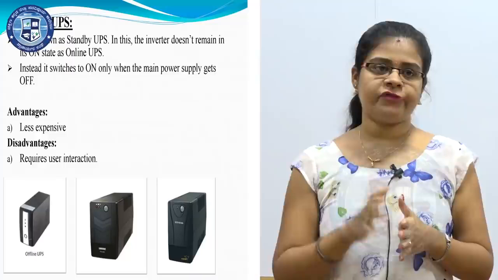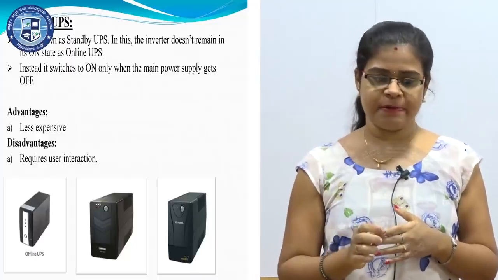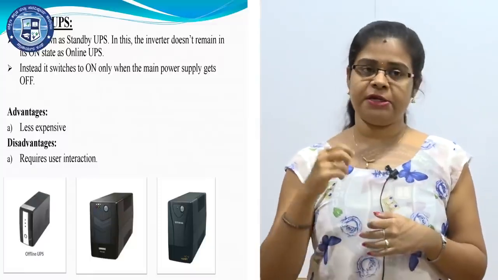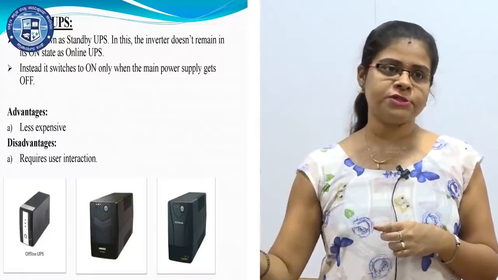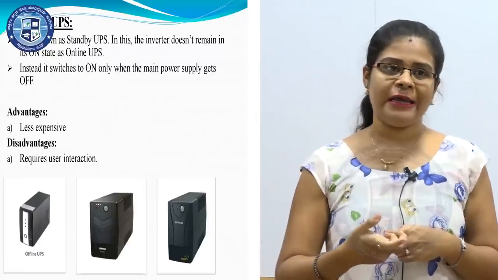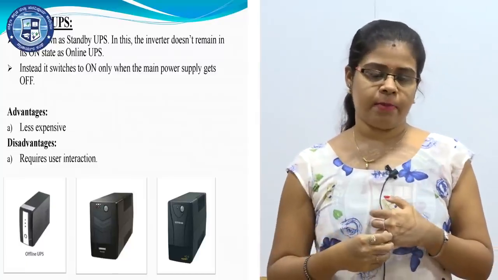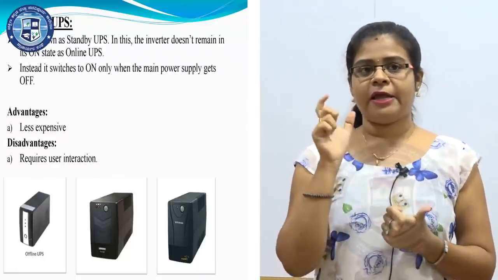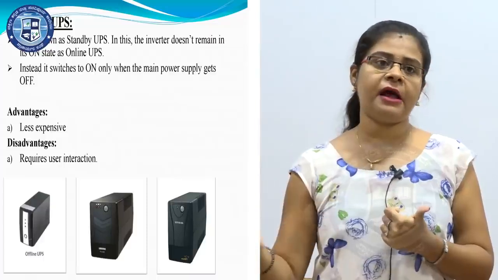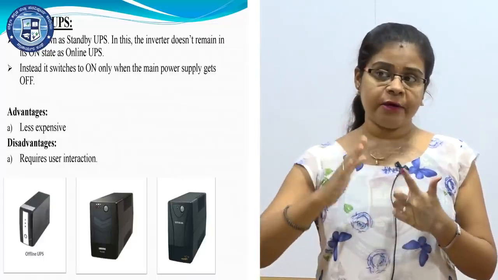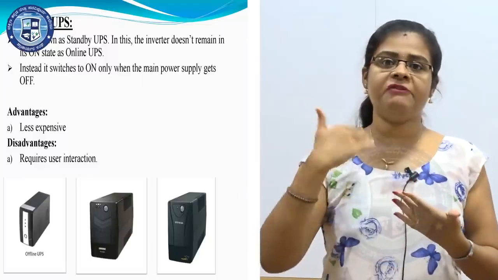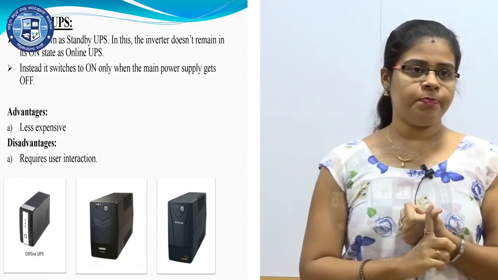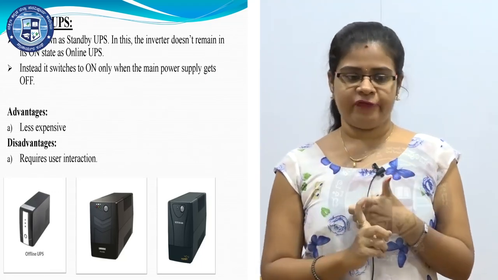The advantage of offline UPS is that it is less expensive, and the disadvantage is that it requires user interaction. User interaction means that when the main power supply goes off, the user needs to go and switch on the inverter, and only then will you get electric power. So offline UPS, also known as standby UPS, has the inverter off when the electric current is on, and it switches on only when the power supply goes off. There are two types of UPS, online UPS and offline UPS.